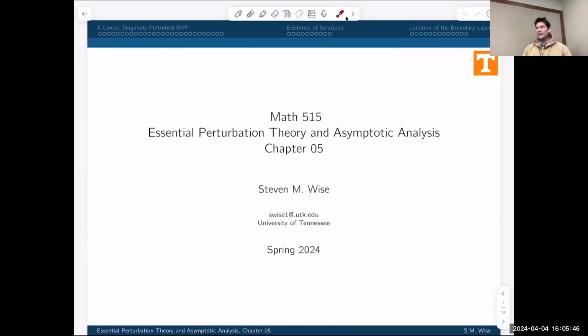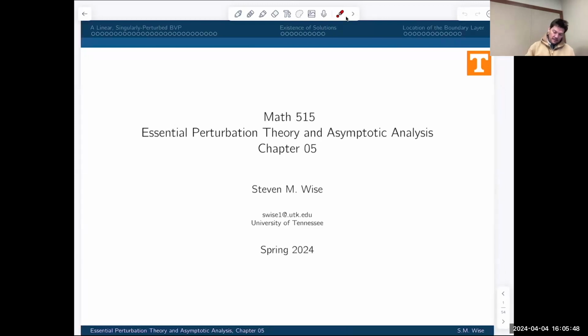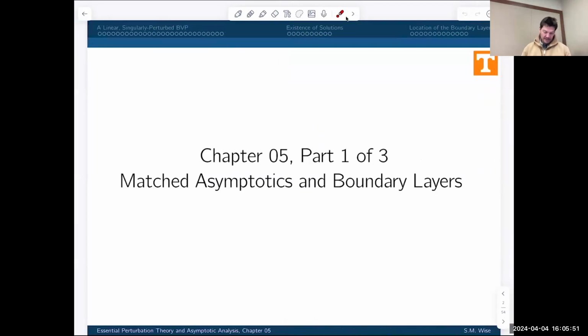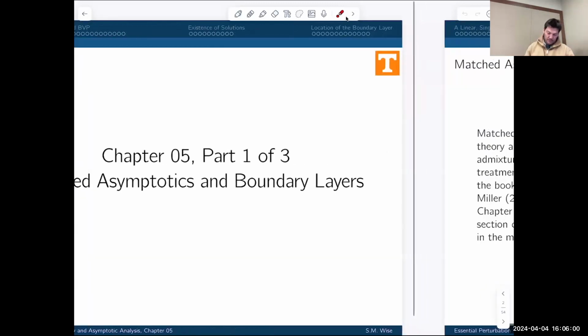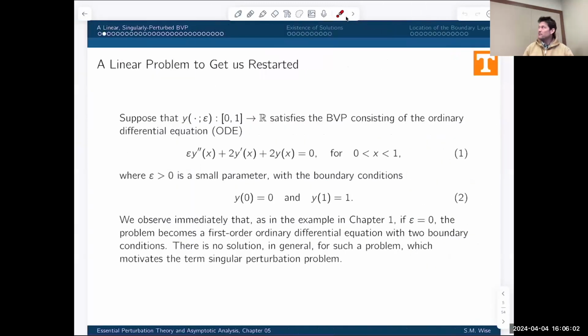Okay, we're in chapter 5, and that means we're studying matched asymptotics and boundary layers. We more or less finished talking about this linear singularly perturbed problem that I'm using to introduce or reintroduce this topic of matched asymptotic analysis. But I do want to go back to the matching point just to make sure everyone is clearly understanding what's going on with that.